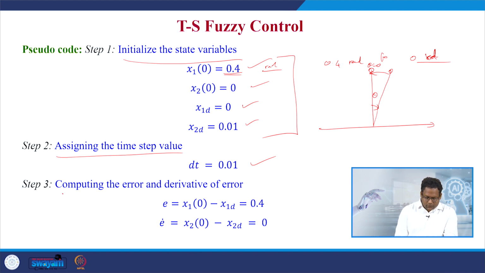Now, step 3 is computing the error and derivative of error, E equal to x1 of 0 minus x1d, actual value minus desired value of state variable 1, and E dot is x2 of 0 minus x2d, which we are finding for the initial case.